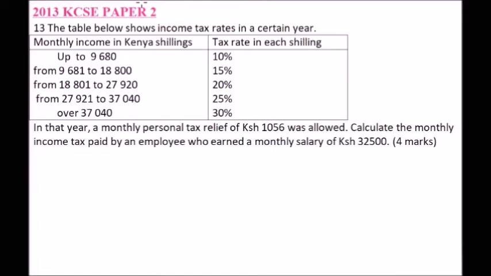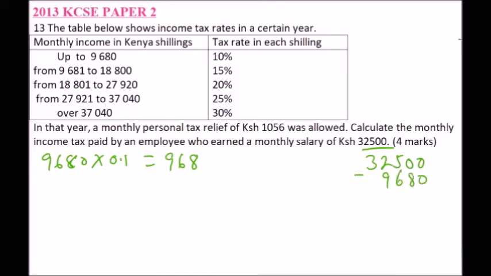Calculate the monthly income tax paid by an employee who earned a monthly salary of 32,500 Kenyan shillings. So what we start with is our bracket here. Up to 9,680 you are taxed at the rate of 10%. 10% is the same as 0.1, and that should give you 968. Now this is a taxable income. So we take the taxable income, and that is 32,500. We subtract what we have taxed, which is 9,680, and the difference is 22,820.